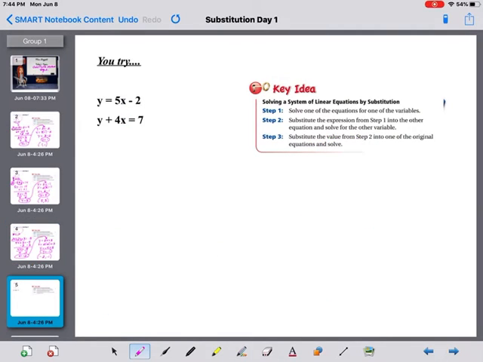All right, so let's take a look at another problem. Why don't you guys try this one? Okay, remember in this case, the y is by itself in the top equation. So I'm going to take that expression and I'm going to substitute that in for y in the bottom equation. Okay, so why don't you pause the video, try this on your own, and when you're ready, hit play.